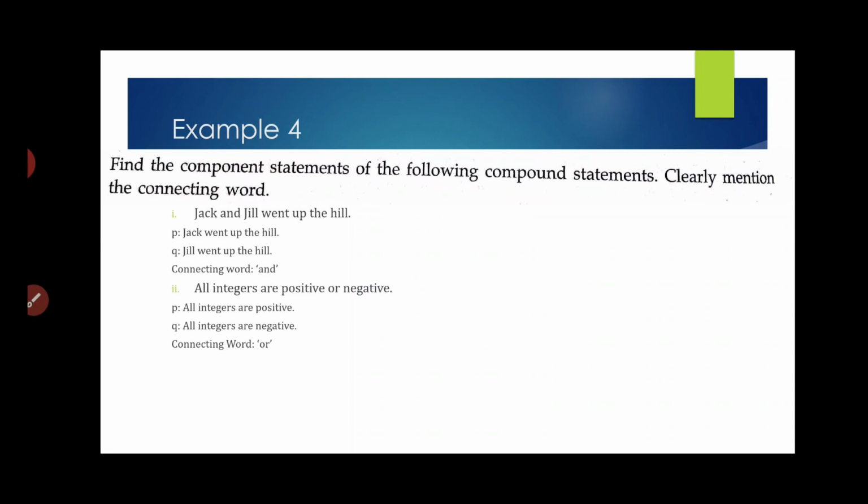Then the third one, let us take a third example. 36 is a multiple of 2, 6 and 8. Now as you can see, there are three statements involved. So the three statements are: 36 is a multiple of 2, 36 is a multiple of 6 and 36 is a multiple of 8. So there are three statements involved and it is connected by the connecting word, that is, and.